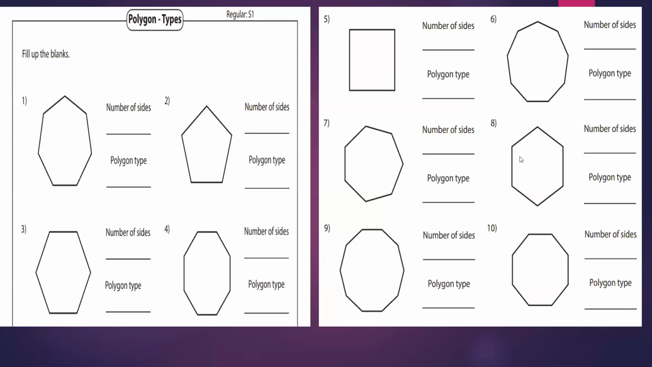Micah, what number are you on? I'm going on number 5 right now. Okay. And Miss Olivia? Number 8. All right.